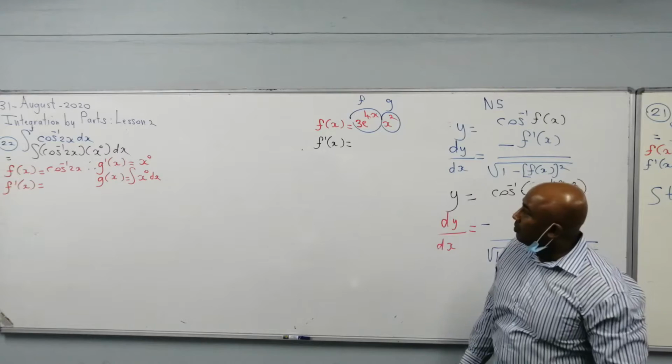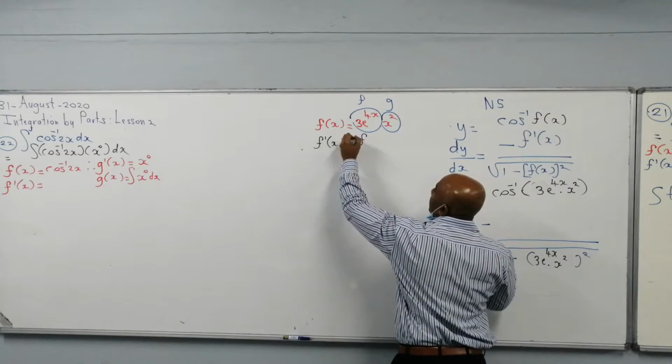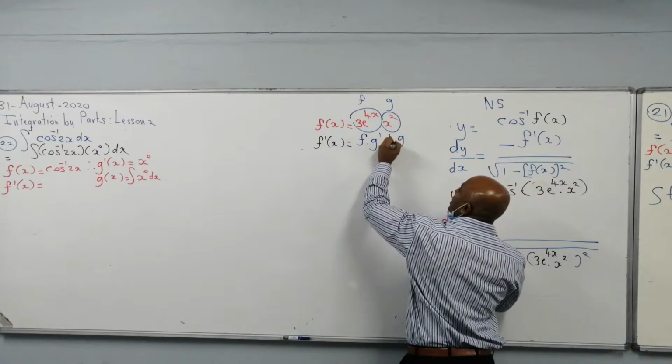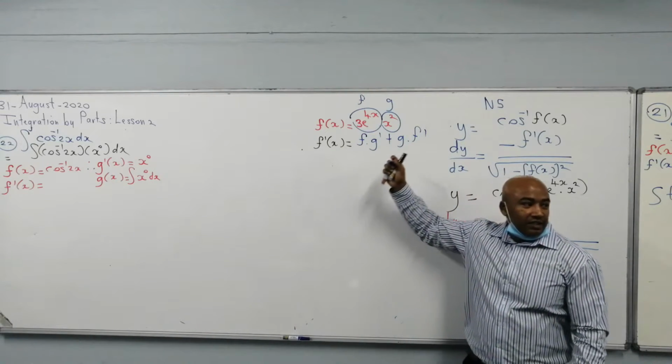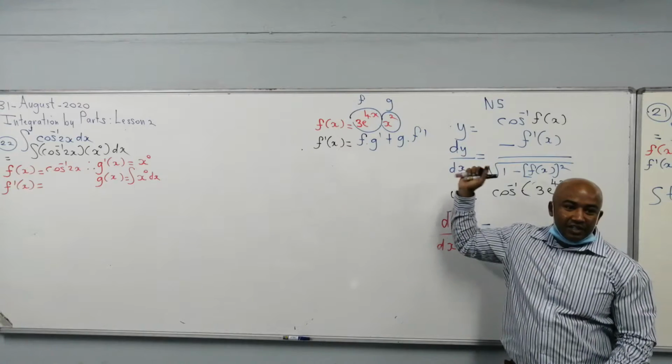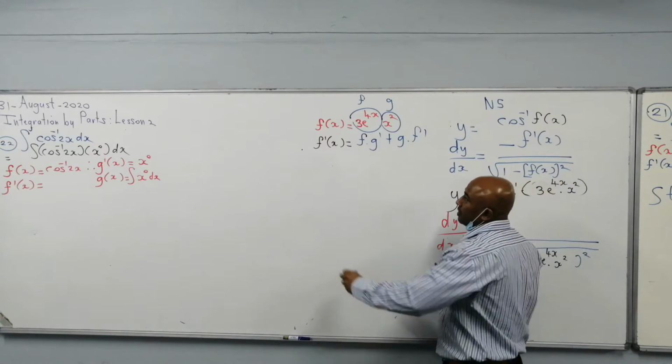So how does the product rule work? It's going to be f g prime plus g f prime. Basically, write down the first, differentiate the second, plus write down the second, differentiate the first. That is the product rule.